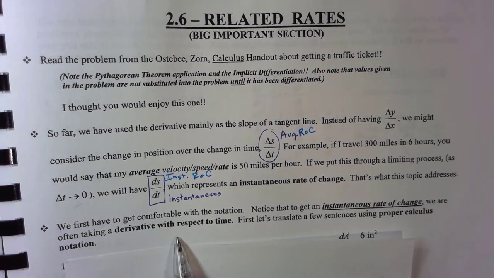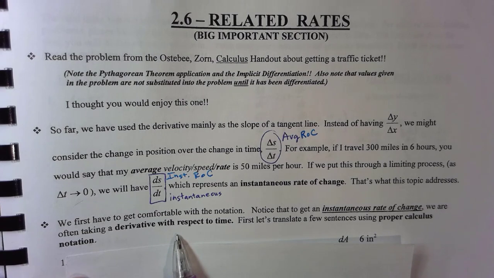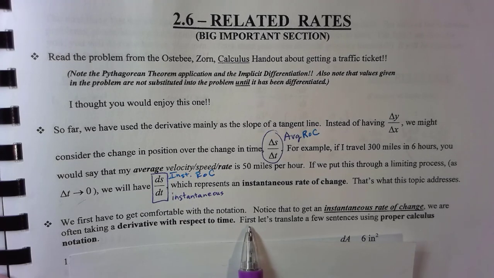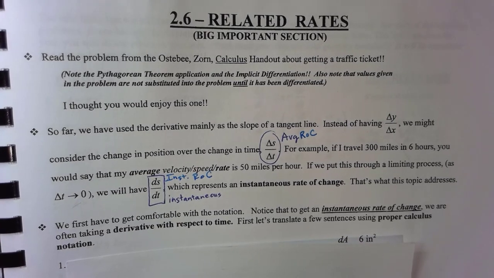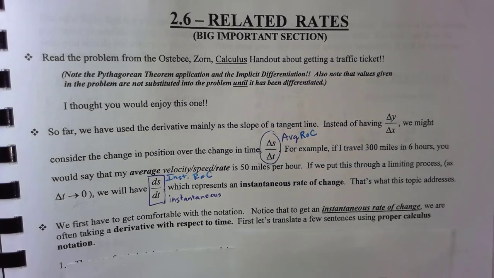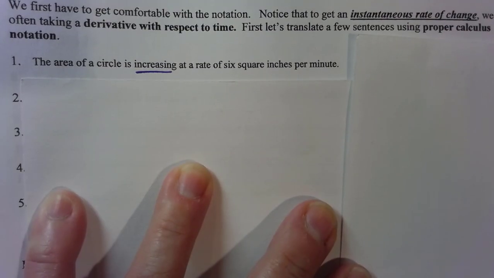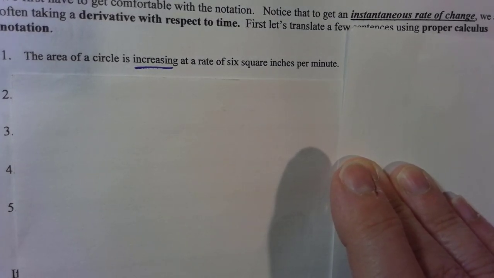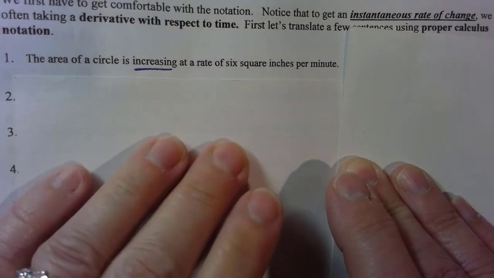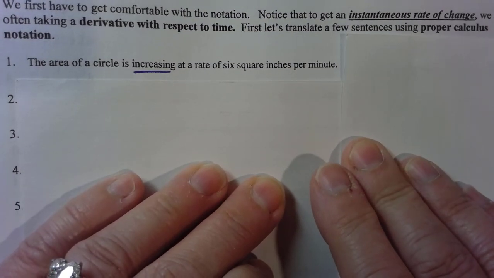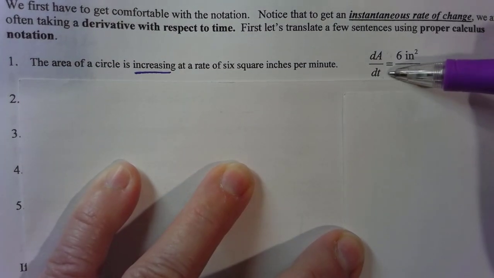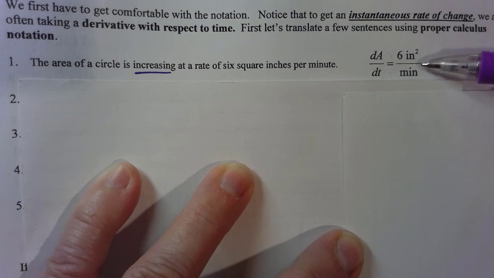We first have to get comfortable with this notation. Notice that to get to an instantaneous rate of change, we are often taking the derivative with respect to time. So first, we're going to translate a few sentences using proper calculus notation. Here's our first sentence. The area of a circle is increasing at a rate of 6 square inches per minute. Area is usually denoted with a capital A, and so dA dt equals 6 square inches per minute.